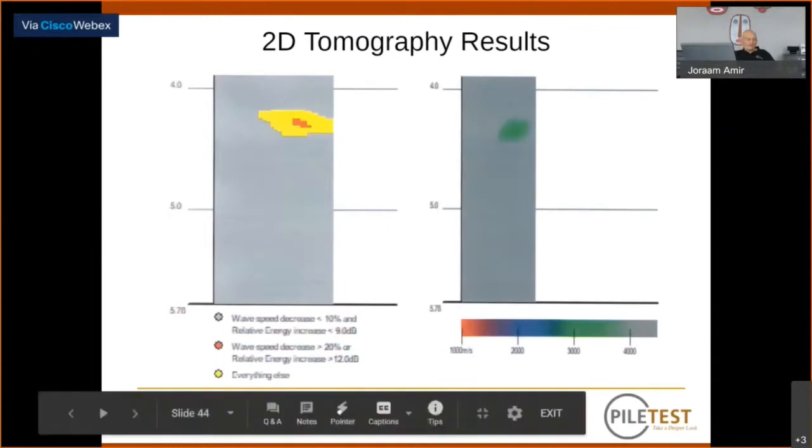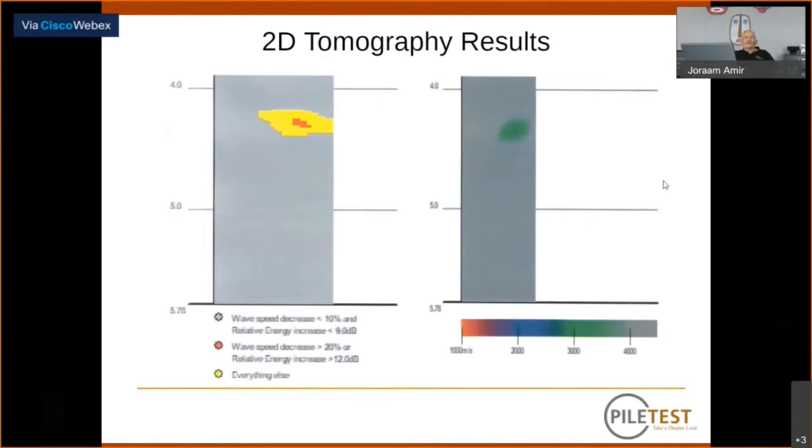We have several systems or several algorithms for calculating the result. Here is one of the methods, plotting the results, and you see that with the 2-dimensional tomography, you can plot the horizontal dimension of the defect, not only the vertical, as in 1-dimensional testing. So this is the result of one algorithm.